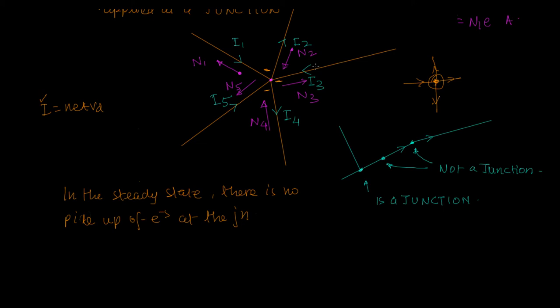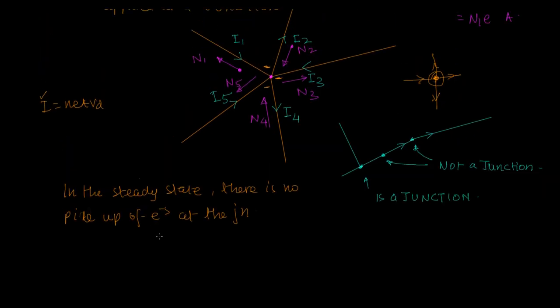So what I mean to say is that the number of electrons that are coming in, that is N2 plus N4, is equal to N1 plus N5, the outgoing ones, plus N3. These are the number of incoming electrons, and they are the number of outgoing electrons. And they have to be equal. Now, this is the rate of the electrons. We are talking about per second, correct?